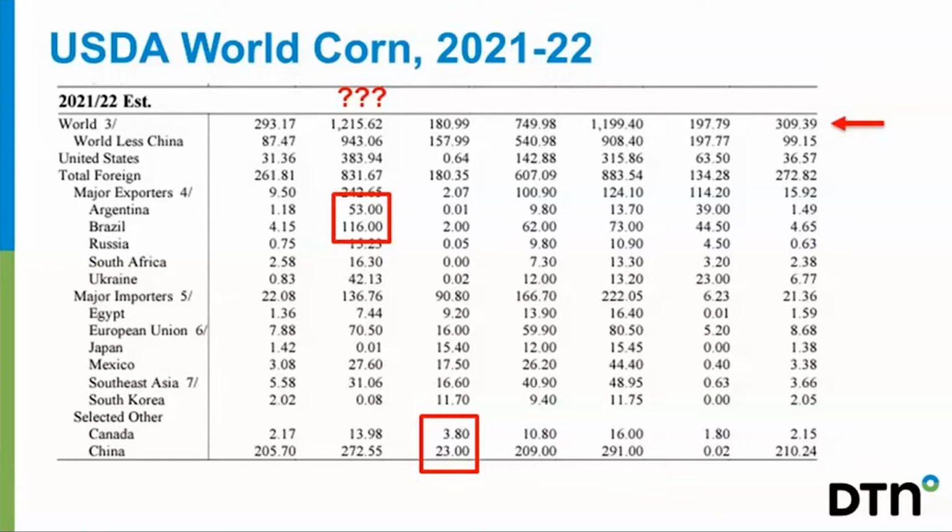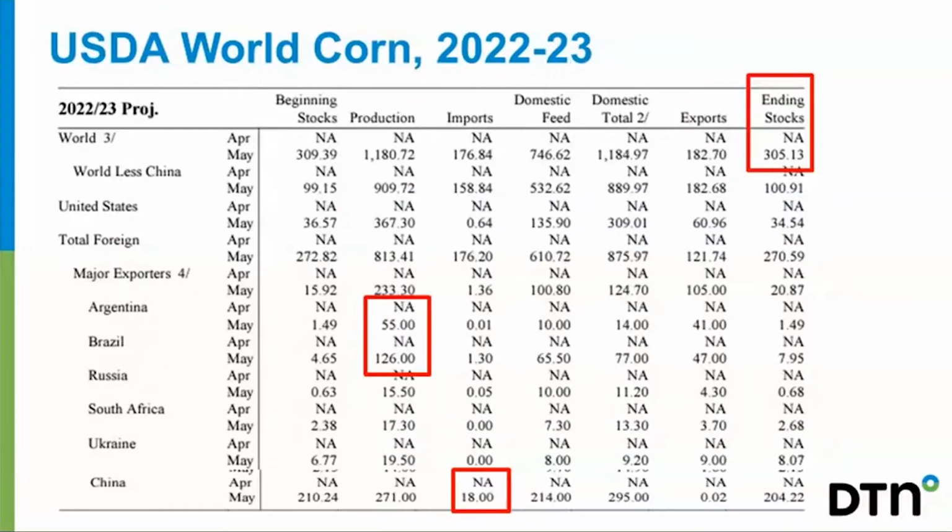The other thing I want to note before we move on, we always have a question about Canada's corn imports from the U.S. this year, and we see in the lower rectangle for both Canada and China that the import estimates were unchanged in this report, 3.8 million metric tons of corn going to Canada, 23 million metric tons of corn going to China. Both of those figures unchanged on the month.